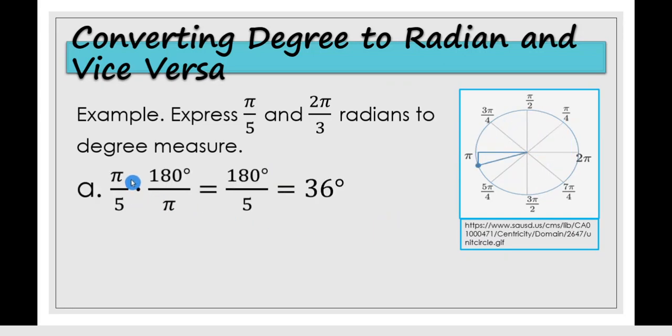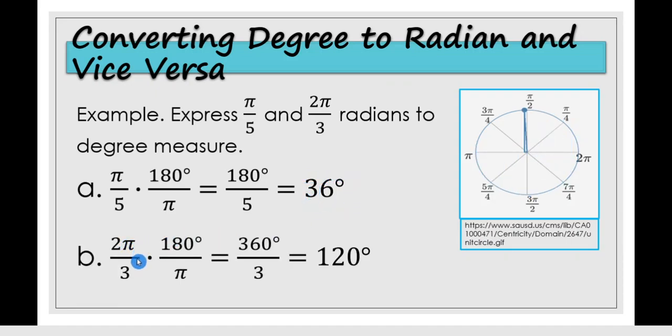So, we have pi over 5 times 180 over pi. Cancel out pi, 180 degrees, 5 over 5, that would be 36 degrees. Next is 2 pi over 3 times 180 degrees over pi. Cancel out na yung pi. Then 2 times 180 degrees is 360 degrees. 3 times 1 would be 3. 360 degrees divided by 3 is 120 degrees.